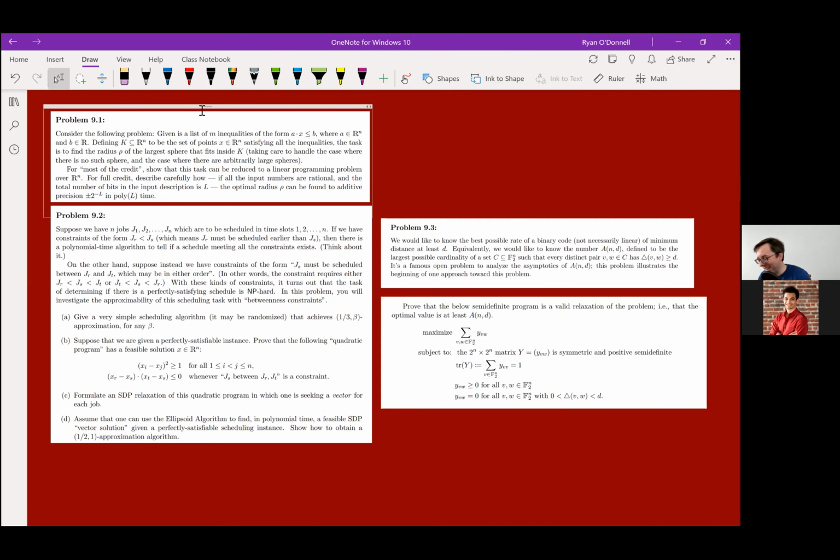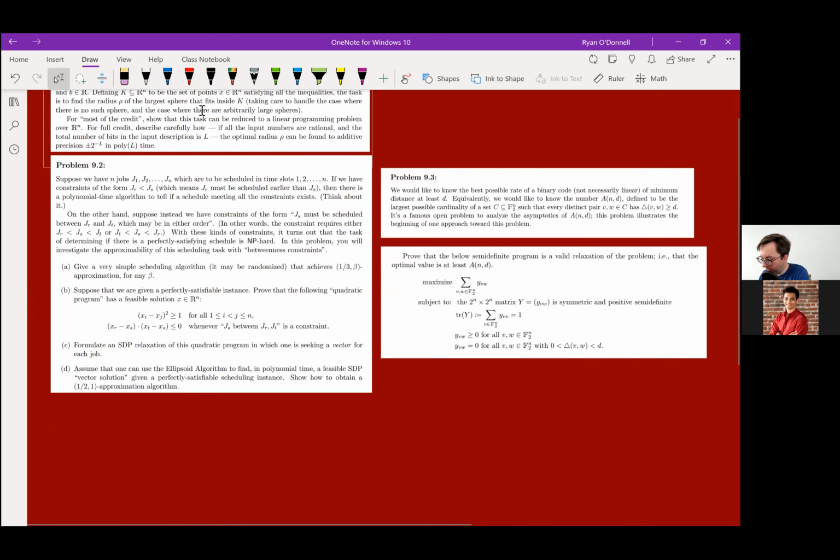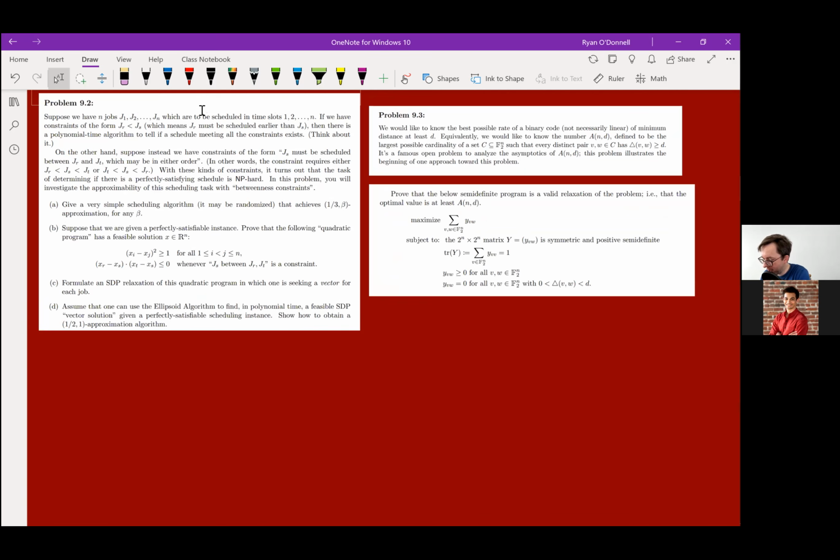No worries. Okay, we got the jobs, we got the constraints. These are the betweenness constraints. Suppose that we are given a perfectly satisfiable instance. Prove that the following quadratic program has a feasible solution. Okay, did that work out for you? Part B?